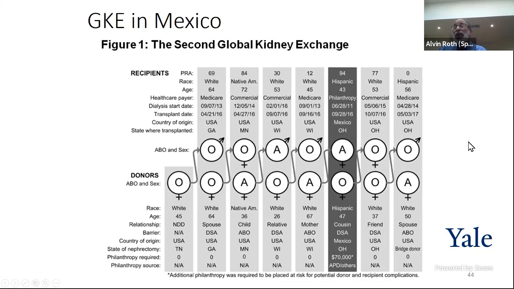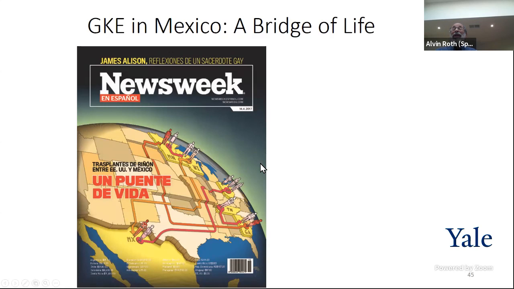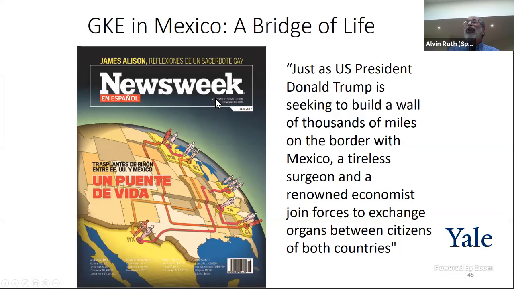So the question is, you know, is this organ trafficking? Well, here it made the front page of Newsweek en Español, the Latin American version of Newsweek. And what it says on the cover is, transplants of kidneys between the US and Mexico, a bridge of life. And the first paragraph says, just as US President Donald Trump is seeking to build a wall of thousands of miles across the border, a tireless surgeon and an economist joined forces to exchange organs between citizens of both countries.